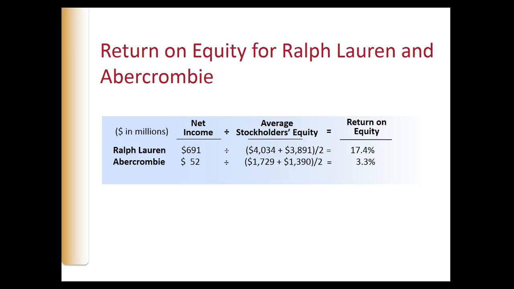Ralph Lauren has a very respectable return on equity of 17.4% compared to only 3.3% for Abercrombie. A return on equity of 17.4% suggests that for every dollar of investors' resources, the company has earned an additional 17 cents just in the current period for its investors. With Abercrombie, the return on equity is only 3.3%. It's reflective of the struggles experienced during this period by the clothing industry as a whole. Ralph Lauren's continued popularity has allowed it to rise a bit above the competition.